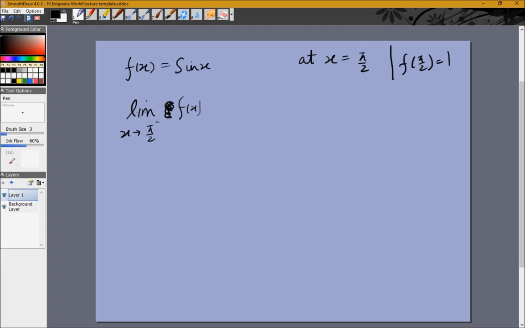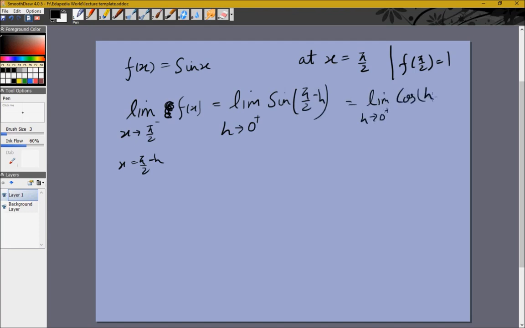The limit of f(x) as x goes to π/2 minus is equal to the limit as h goes to 0 plus, and we'll put x = π/2 − h. So as h goes to 0 plus, sin(π/2 − h) can be written as the limit as h goes to 0 plus of cos h. And as h approaches 0, cos h approaches 1, so this is equal to 1.